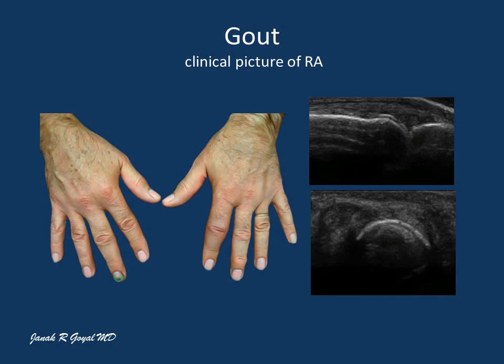Now, this patient came with intermittent episodes of swelling and tenderness of the right second and third MCP joints, and the left second MCP and PIP joints. The sonographic image showed a double contour sign on the metacarpal head. This is a short axis scan, and here is the long axis scan. The aspiration of the joint and the examination of the fluid under the polarized light microscope confirmed the clinical suspicion of gout in this patient.